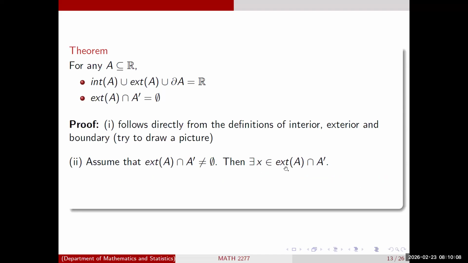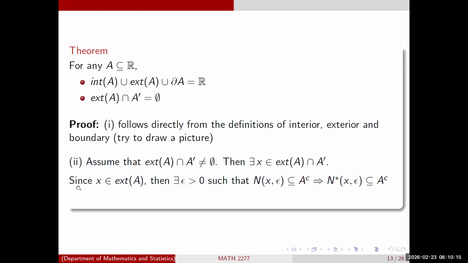So this element x is an exterior point and it is also a limit point of E. So now we are going to apply the definition of an exterior point. Since x is an exterior point of A, by definition, there exists a radius such that that neighborhood is entirely contained within A complement. That is the definition of an exterior point.